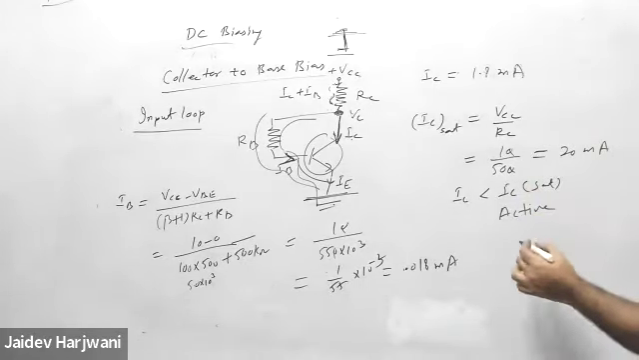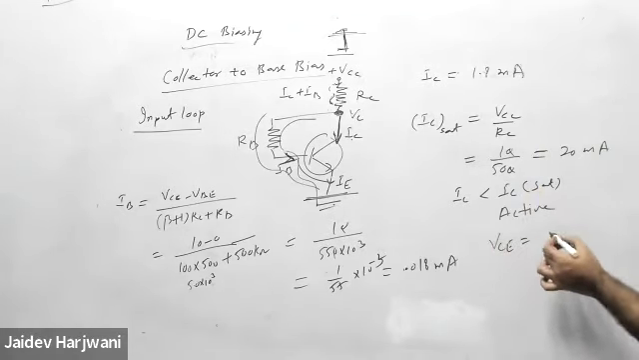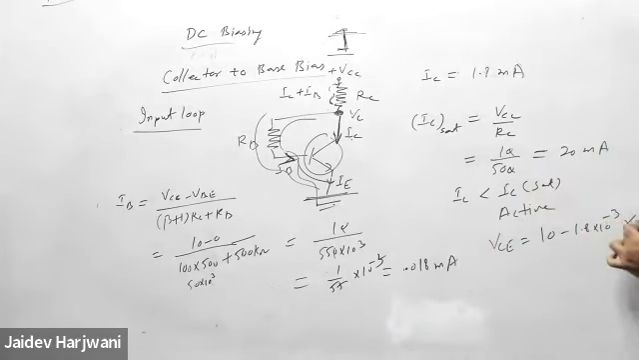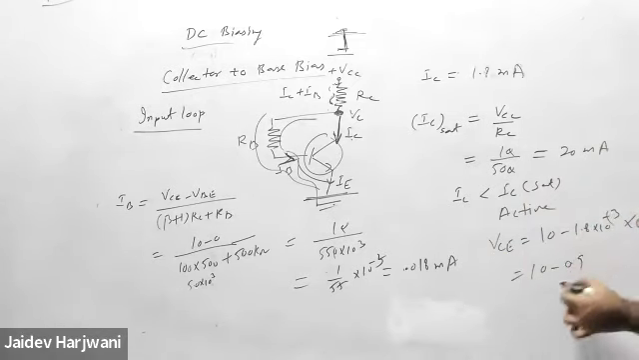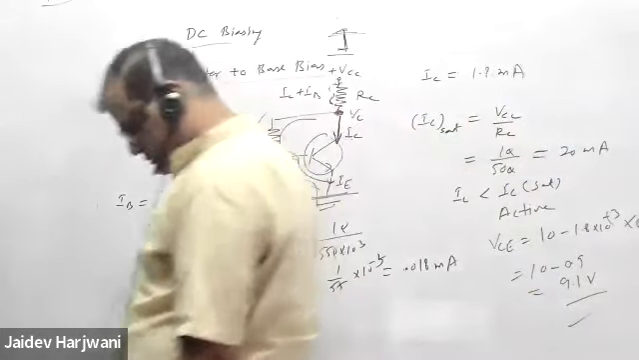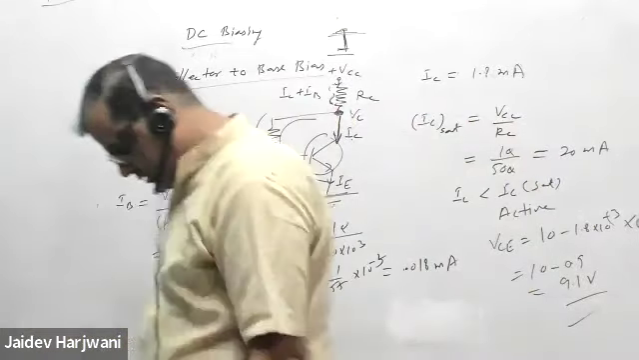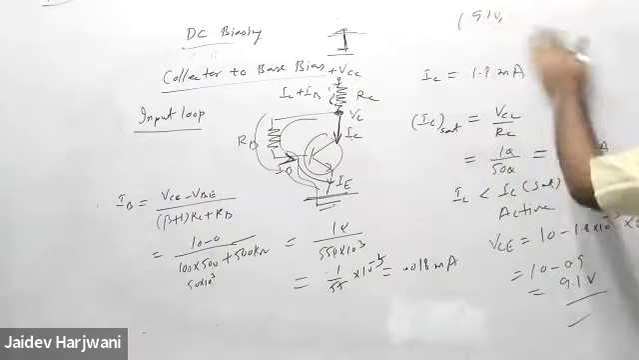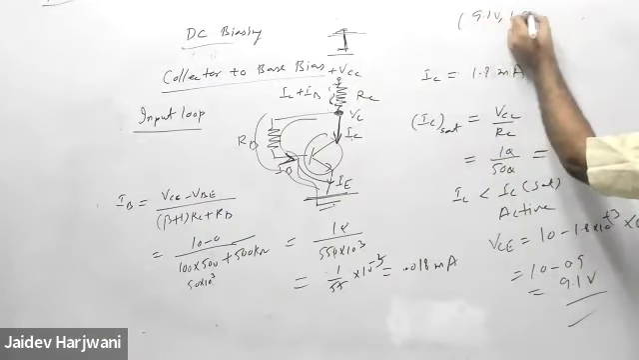In the second case you have to find VCE. VCE is your VCC 10 minus IC 1.8 milliampere times RC 500 ohm. 500 ohm is 0.5 kilo ohm, so the kilo cancels out and this becomes 10 minus 0.9, which is 9.1 volt. So my operating point now becomes 9.1 volt and 1.8 milliampere.